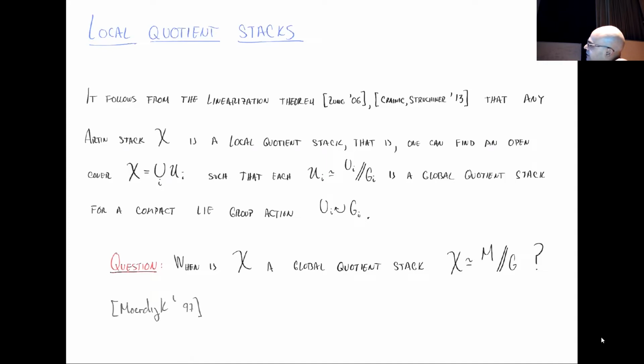The local structure of an Artin stack can be described by means of the so-called linearization theorem due to Zung and Crainic. This theorem states that whenever we have an Artin differentiable stack X, then we can always find a covering by open substacks in such a way that each element in the cover is a global quotient stack of a compact Lie group action on a smooth manifold. So these local groups are compact groups acting on a smooth manifold, and locally an Artin stack turns out to be a local quotient stack. For the case of orbifolds, we have a similar description, but in that case, we can even choose these local groups to be finite groups.